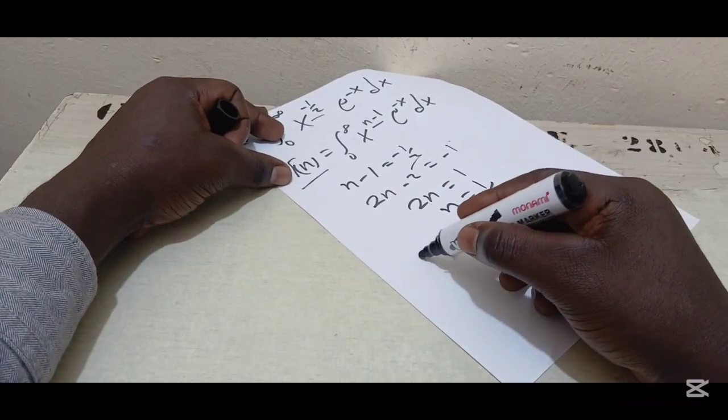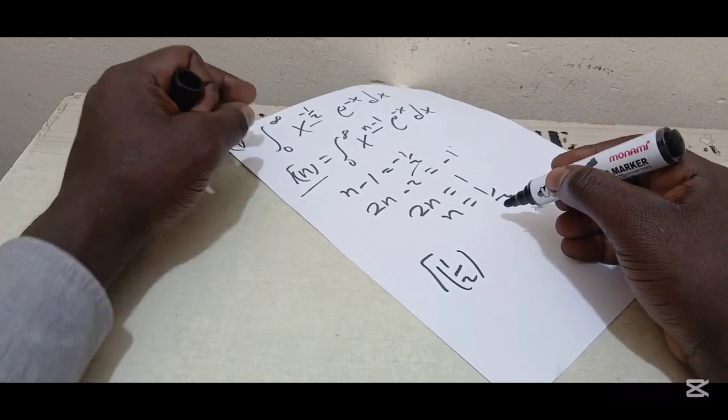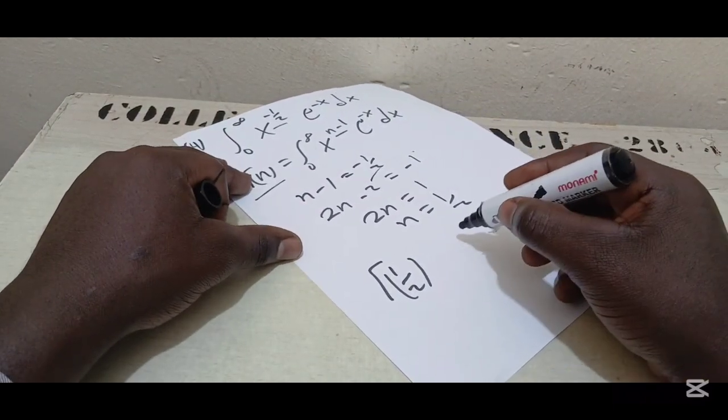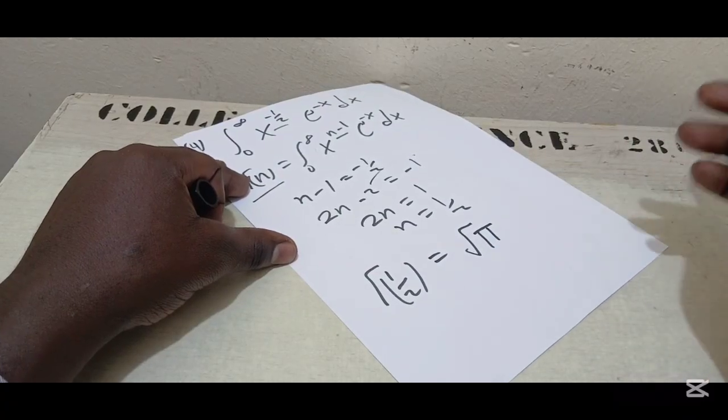So we are going to get gamma half. And gamma half is a very well-known constant, right? Which is square root of pi. So that's just our answer for this problem.